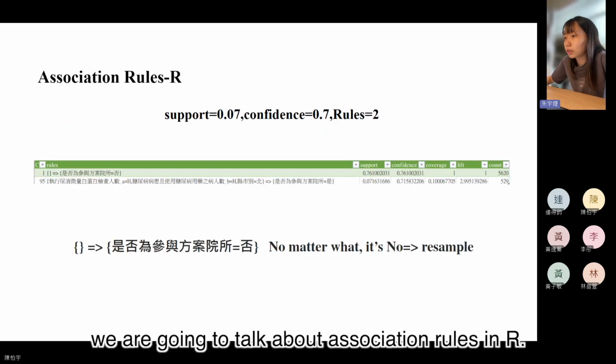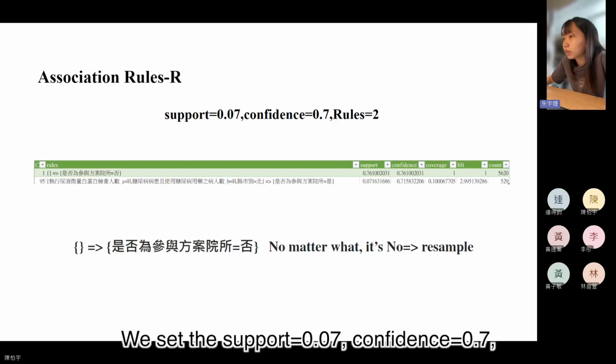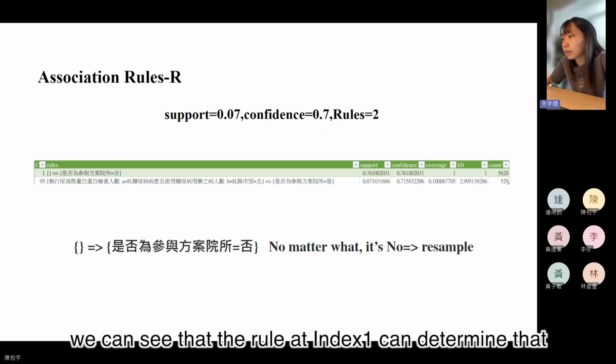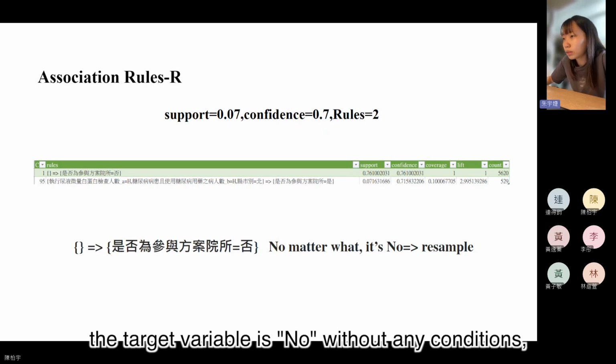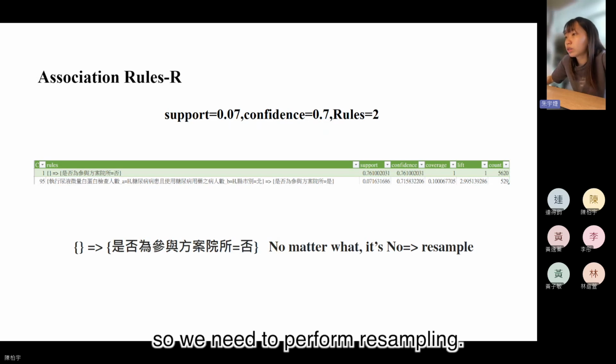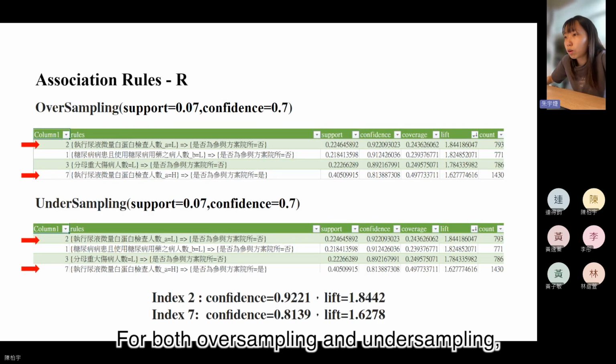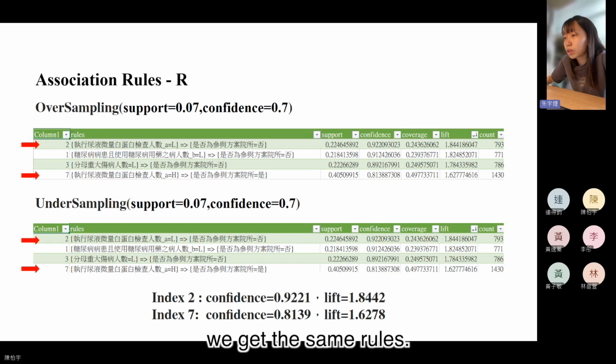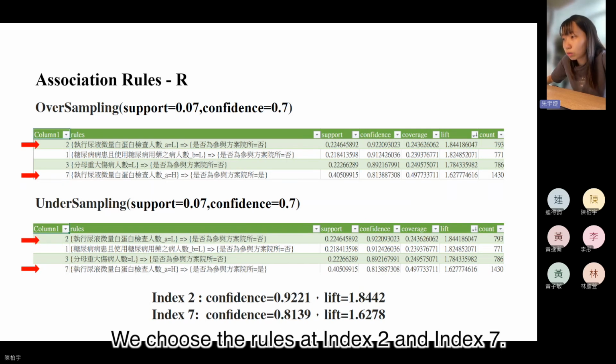Next, we are talking about association rules in R. We set the support to 0.07 and the confidence to 0.7, which yields 2 rows. From this, we can see that the row at index 1 can determine that the target variable is no without any conditions. So we need to perform resampling. For both oversampling and undersampling, we set the support to 0.07 and the confidence to 0.7. Sorting the rows by lift, we get the same rows. We choose the rows at index 2 and index 7.